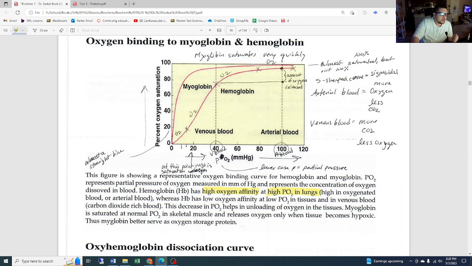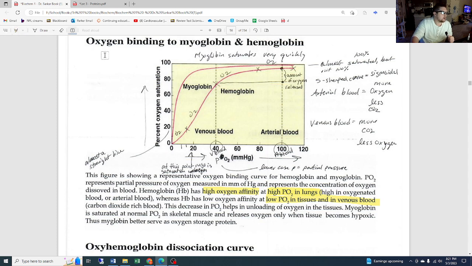Whereas hemoglobin has low oxygen affinity at low PO2 in tissues and in venous blood. So at the tissue, this is what we want. When we have a lot of oxygen around, we want the hemoglobin to grab the oxygen. And when we don't have a lot of oxygen, we want it to have low affinity so that it releases it into the tissues. The decrease in partial pressure of oxygen helps in unloading of oxygen in the tissue.